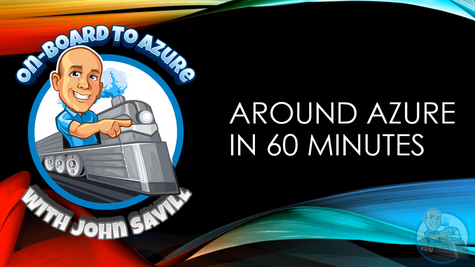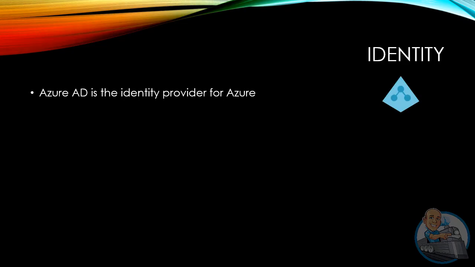When I think about the first part of Azure, one of the most critical pieces to get right is the identity. Azure Active Directory is the identity provider for Azure. There are no other options. You are going to use Azure AD. If you're using Office 365, you are using Azure AD.